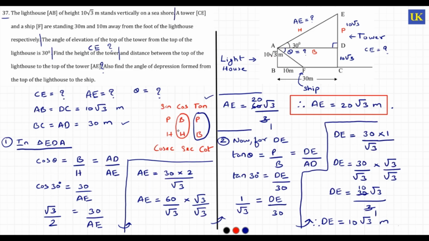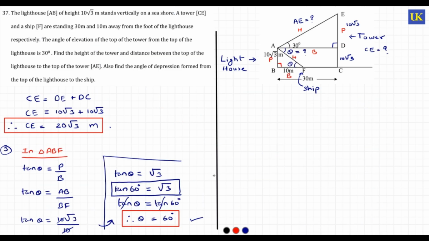So guys, just to recap, we had to find CE, AE and theta as per the question. So we got AE equal to 20 root 3 meter, then CE is equal to 20 root 3 meter and theta is equal to 60 degree. So this is our answer.